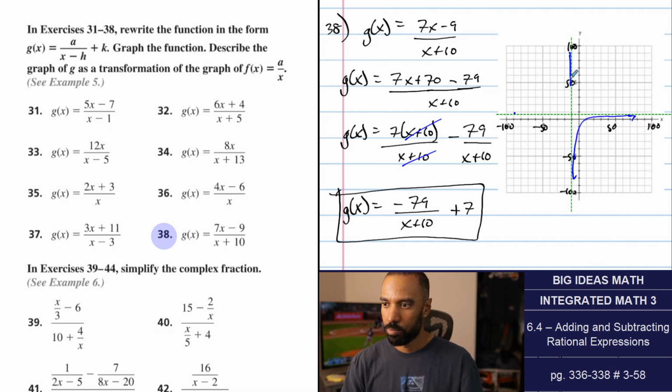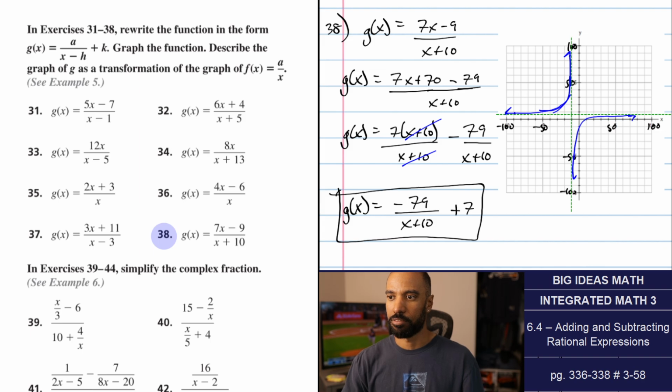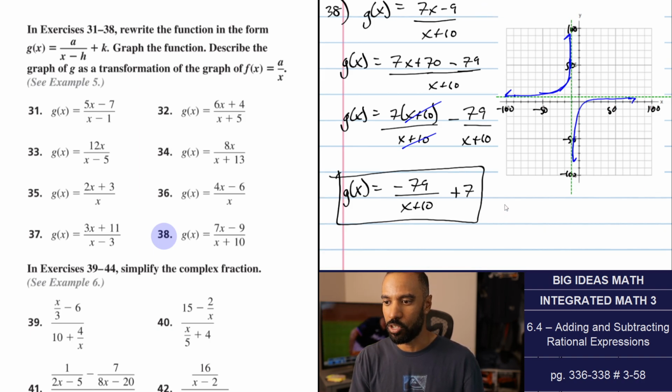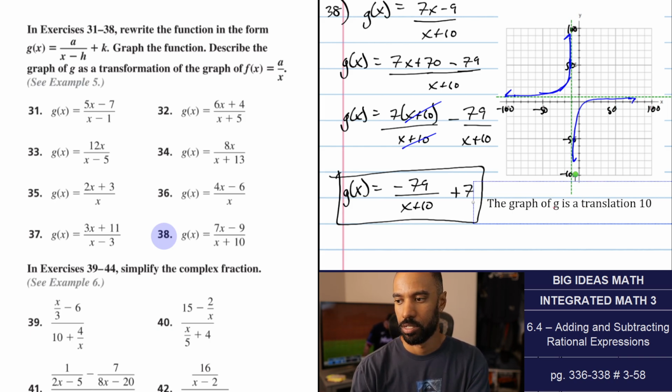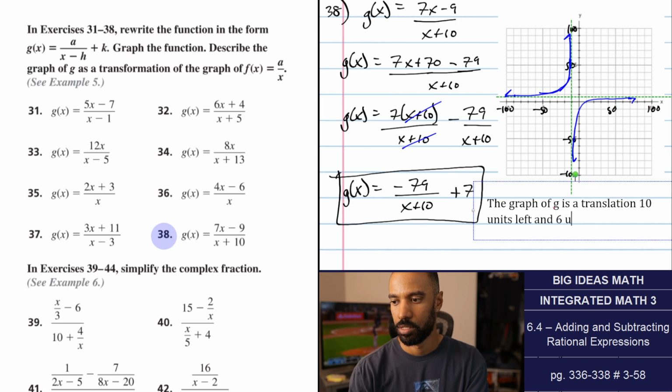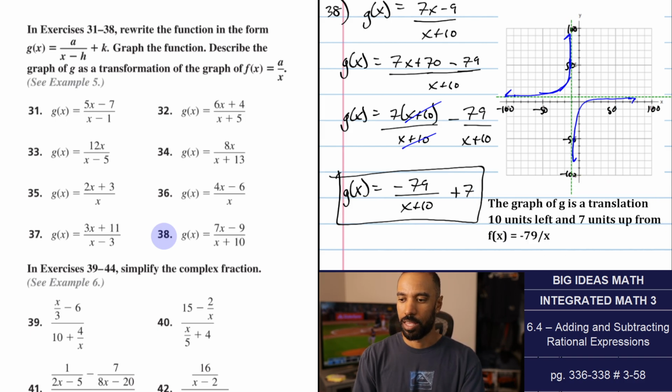So, boom. I've got to widen it out at some point and shrink it up at some point as well. So, probably do it a little bit more like that. Need a little bit of symmetry. I don't know if that looks good or not. But that's my graph. So, unfair numbers give an unfair looking graph. And there we have it. The graph of G is a translation 10 units left and 7 units up from our f of x equals negative 79 over x. Okay. There we have it.